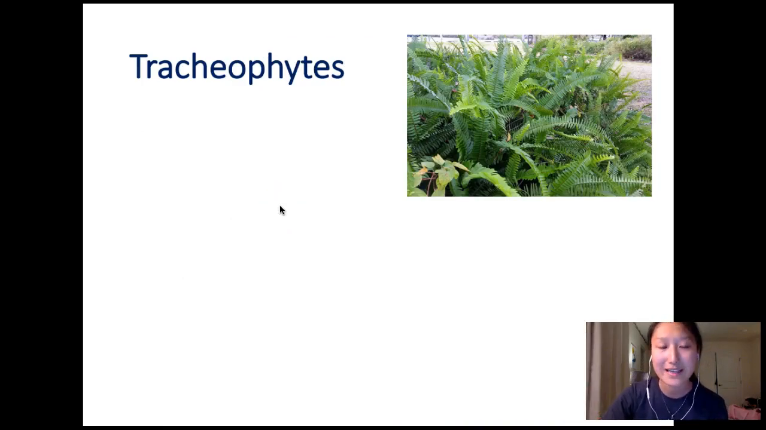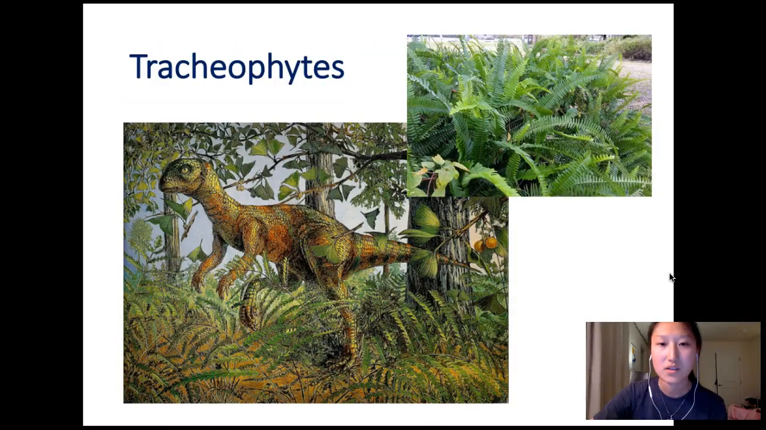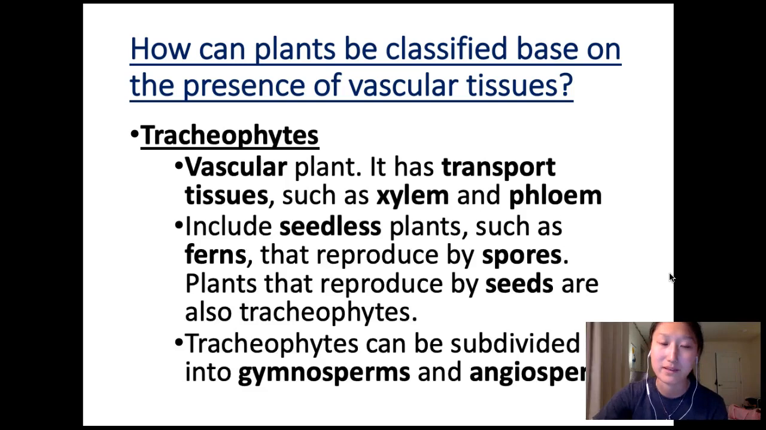The word trachea is kind of the windpipe of your throat. It allows the transport of something, right? It allows the transport of air. In terms of plants, the tracheophytes are any kind of plant that has vascular tissue. So if you look right here, seedless vascular plants, gymnosperms and angiosperms, those are all tracheophytes. So tracheophytes evolved before the dinosaurs were there, or at least at the same time. So tracheophytes are vascular plants. They have transport tissues such as xylem and phloem, and we'll talk about that in a second.